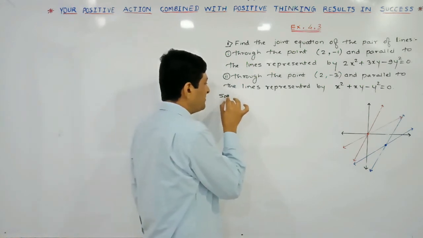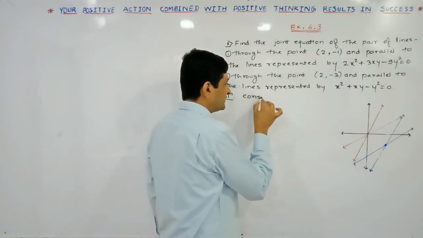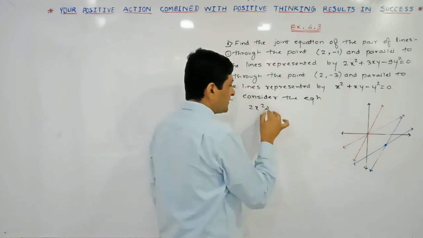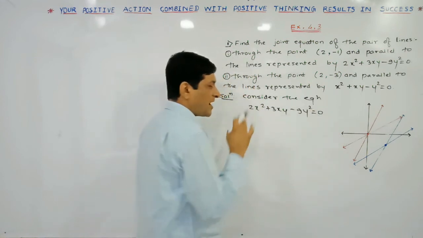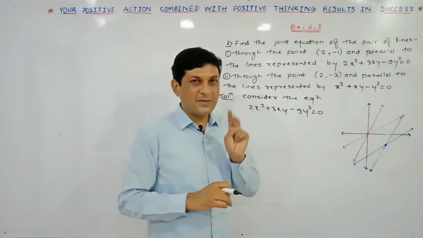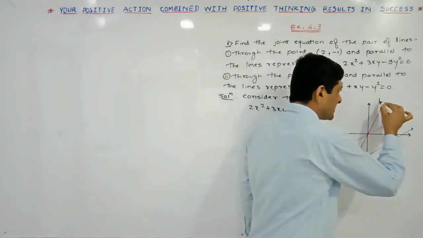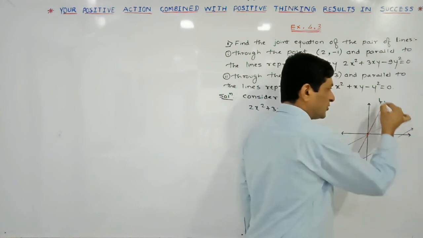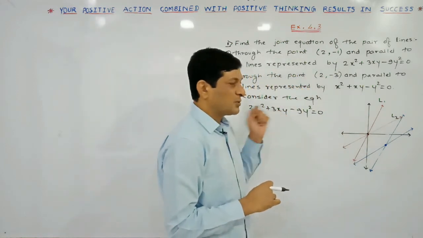In the first example, first we consider the given homogeneous equation. What is the given equation here? 2x² + 3xy − 9y² = 0. Now try to understand the condition in the given example. We know that this homogeneous equation represents how many lines? Two lines passing through the origin. Let us denote the first line represented by this homogeneous equation as L1, and the second line as L2. Both lines pass through what? The origin, and are represented by this homogeneous equation.